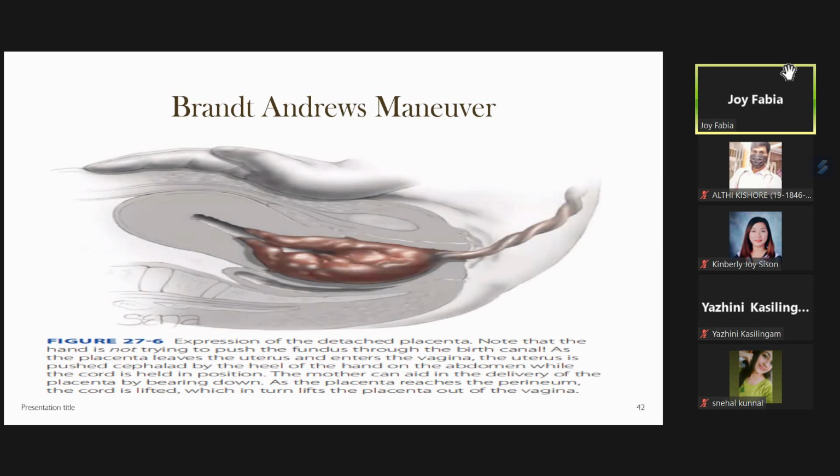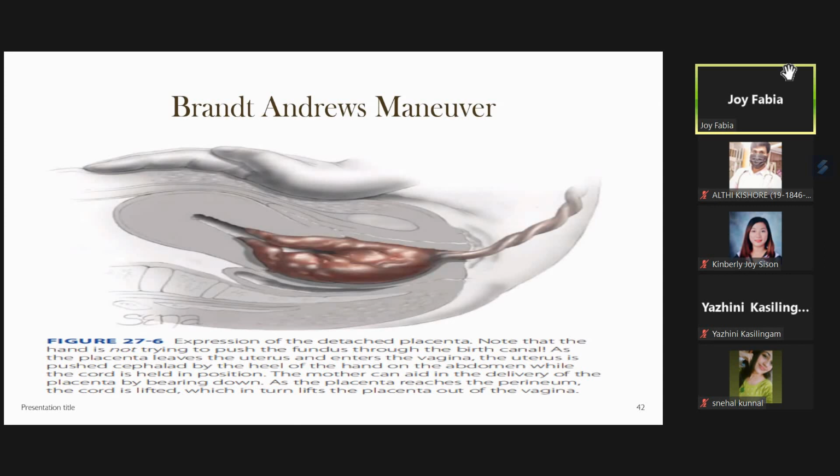the fundus. So, we are not trying to push the fundus through the birth canal, towards the birth canal. In this maneuver the placenta leaves the uterus and enters the vagina, and then the uterus is pushed cephalad using the heel of the hand on the abdomen, and the cord is held in position. Then the mother can aid in the delivery of the placenta by bearing down. But we must also advise the patient not to bear down too much.